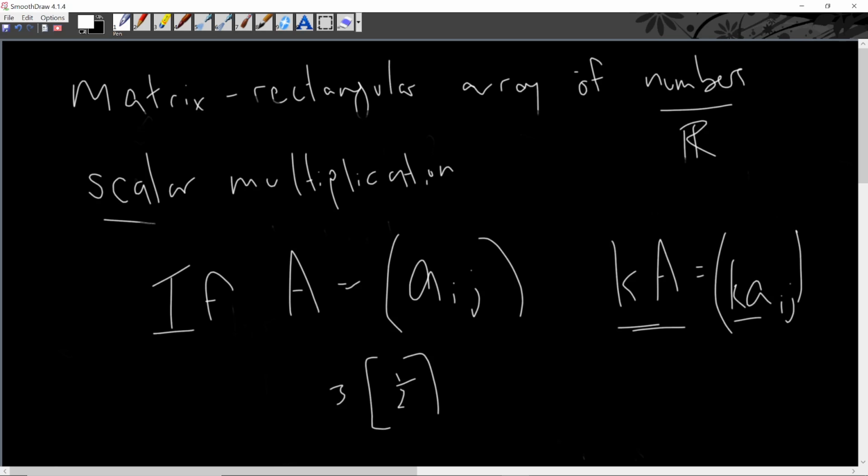This is a 1,1, and this is a 2,1. So we have 3 times a 1,1, or k times a i j, and we're going to have 3, and then we're also going to have a 2,1 times 3, so k times a 2,1, which is going to be 6. So we're just scaling this vector by a factor of 3. We are not changing the direction that this vector is traveling, just the magnitude.